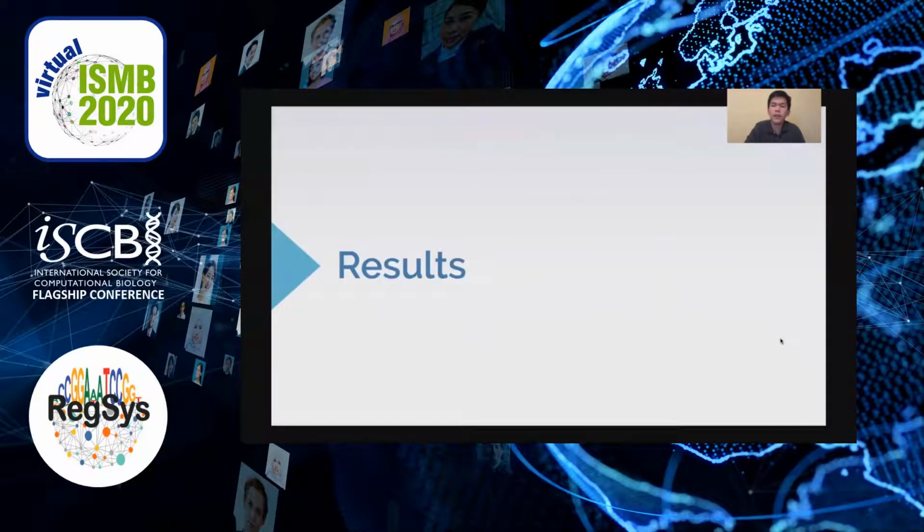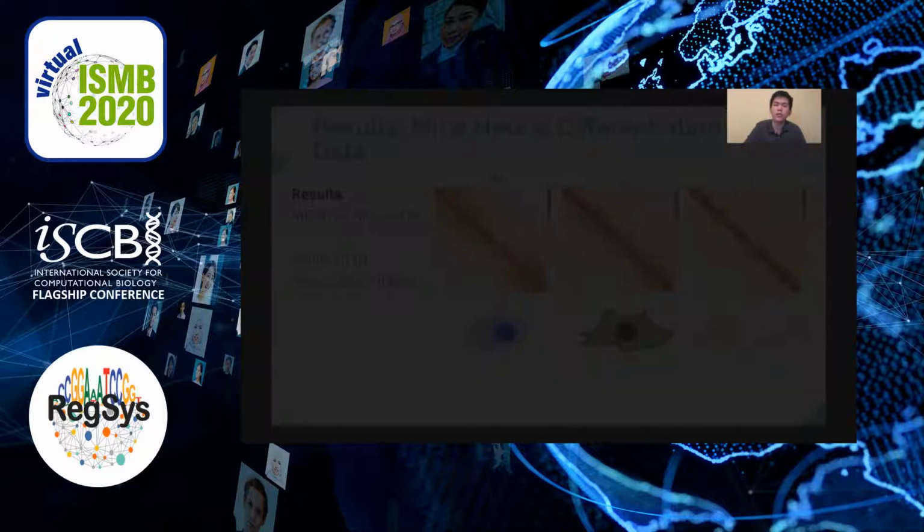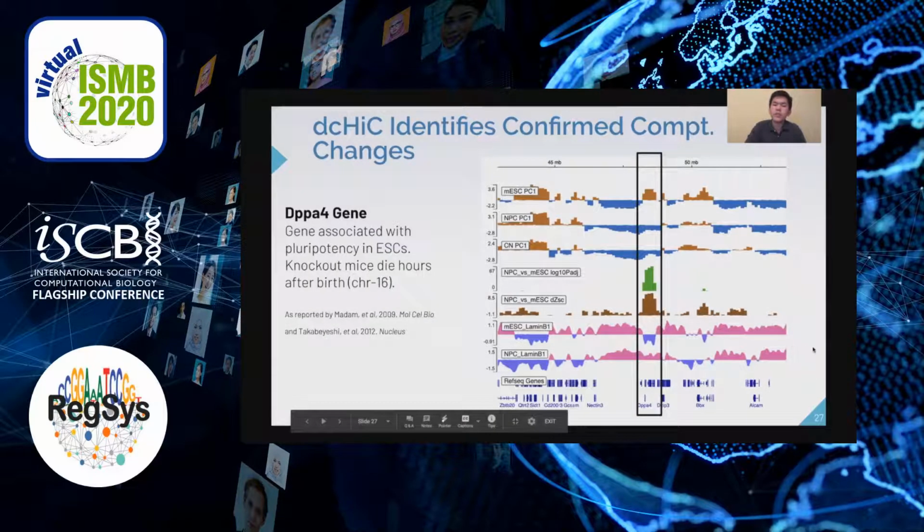Okay, so finally, I'll talk about some results. These results were from the mesendoderm differentiation data I alluded to earlier, with an alpha level of 0.01 and a resolution of 100 kilobase pairs. The first thing we'll see is that dcHiC identifies many confirmed compartment changes. So in this particular instance, we have the DPPA4 gene, which is a gene associated with pluripotency in embryonic stem cells. As you can see, given the function of this gene, it makes sense that it is in the A compartment for mESC, but in the B compartment elsewhere. There is a large significant call to indicate the difference.